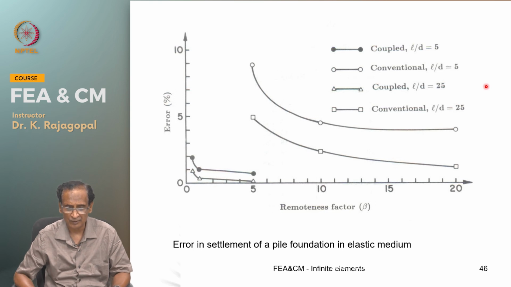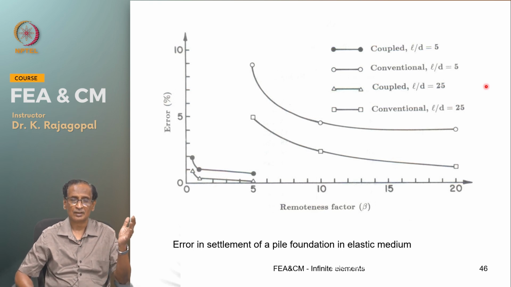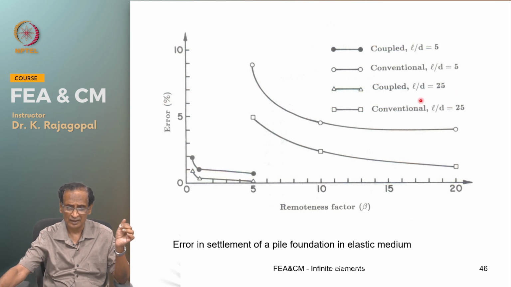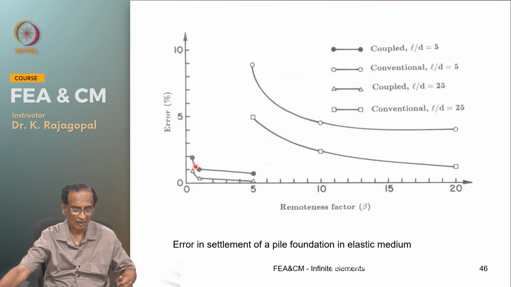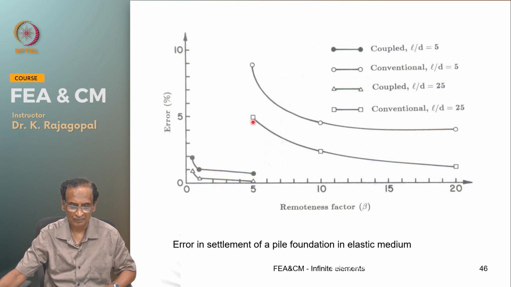And similar to what we found with the surface footings, the percentage error with infinite elements is very small, of the order of about 1 to 2%, whereas with finite elements there is a huge error. Even with, say, 10 times the footing width, your percentage error is close to 4%. But if you use a length of mesh 5 times the pile length, you will still get a very large error.